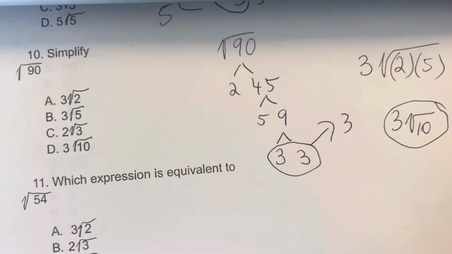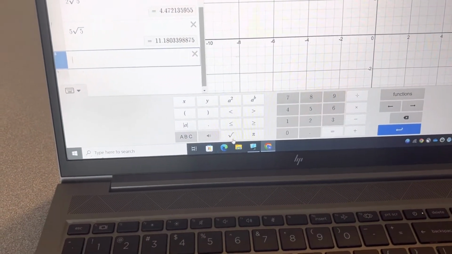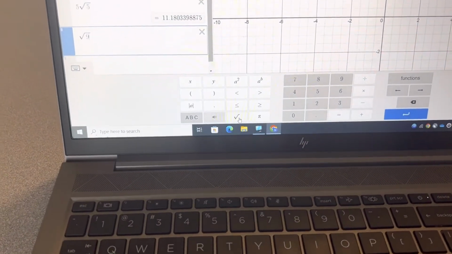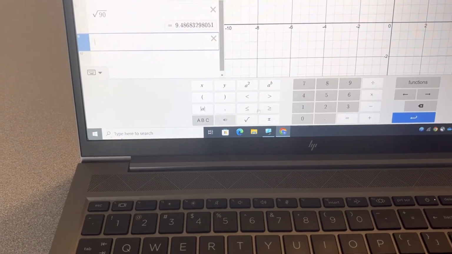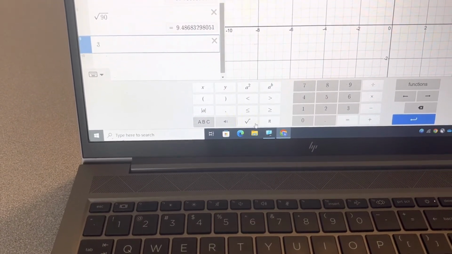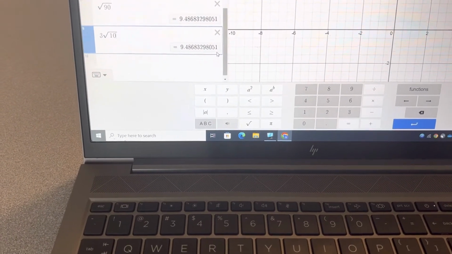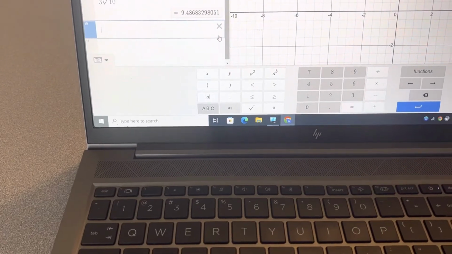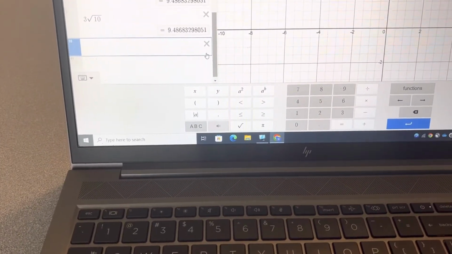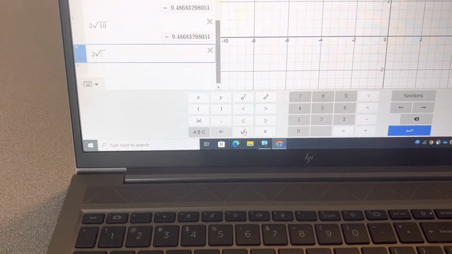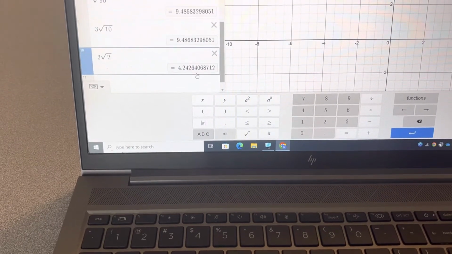Now we're going to check ourselves in Desmos. All right, so we're going to come over here and put square root of 90, and we go enter. Let's check the correct answer first. Now we have 3 square root of 10, and look at that, they matched. Now let's just do one wrong answer. There you could see the difference. We have 3 square root of 2. See how they don't match with the original? That's why it's not the right answer.